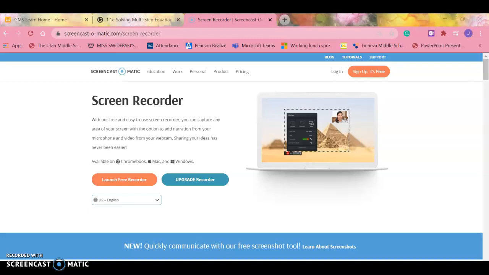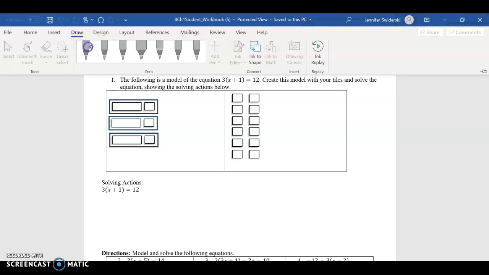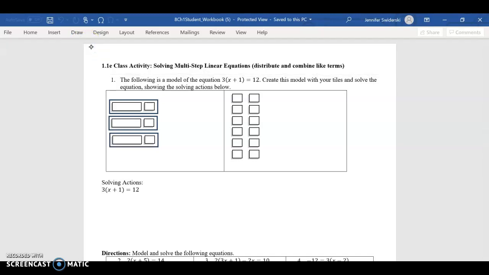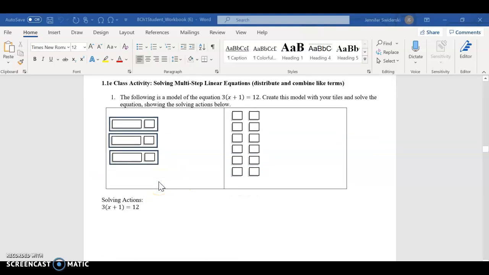All right, guys, today we're going to be focusing on 1.1e, which is building off of the idea of solving multi-step equations. So it says here, 1.1e class activity, solving multi-step linear equations, distribute and combine like terms. So distribute, that's going to be a very big word in this chapter. And the word distribute really means to multiply, right? And we're going to be talking about that through the school year. They also want you to combine those like terms.